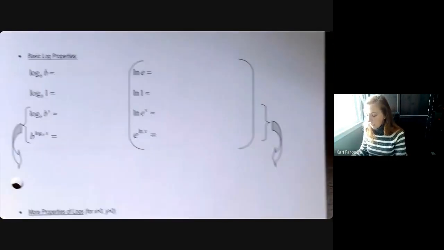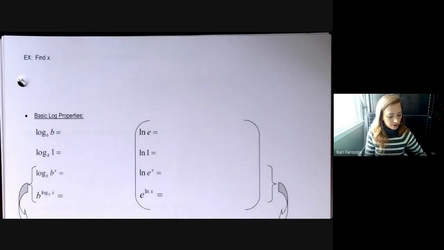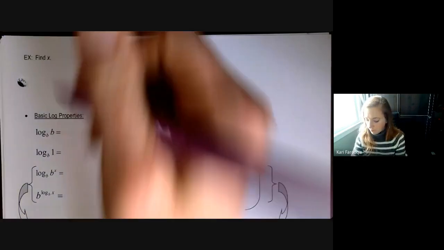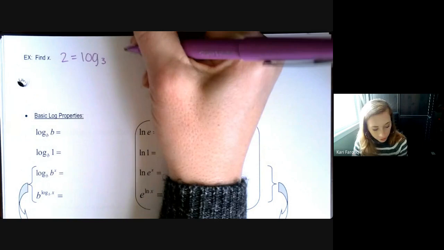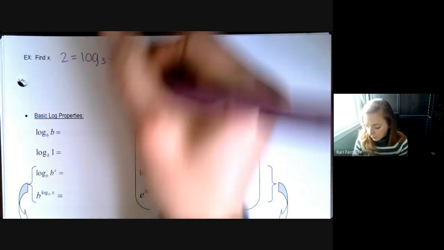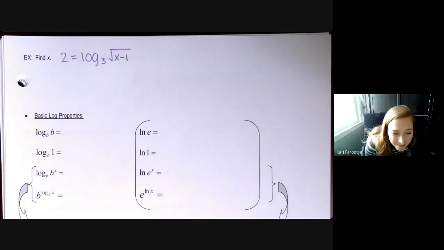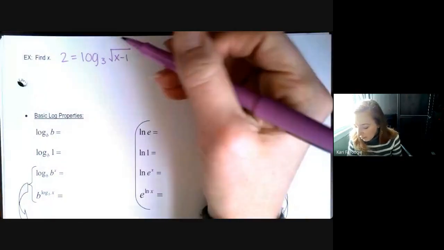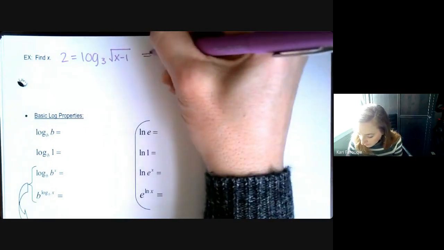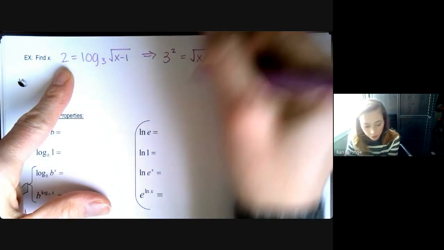Wonderful. Find x. Let's find x. We've got 2 equals log base 3 of the square root of x minus 1. Find x is like solve for x. Again, if you don't know what to do because it's log, switch it over to exponential form. So I'm going to take my base, which is 3, to the exponent, which is 2, and set it equal to the square root of x minus 1.